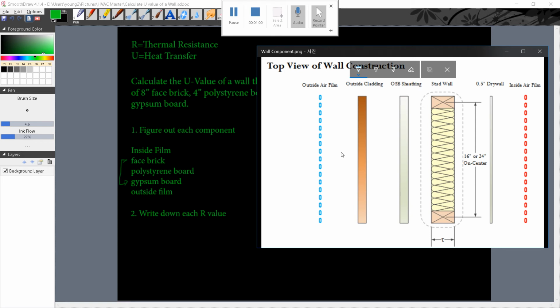And why do we need to have this in our calculation? Because they're also going to contribute to your thermal resistance when you build a house, when you put up a wall. Okay, so that's why we're going to integrate them into our calculation.